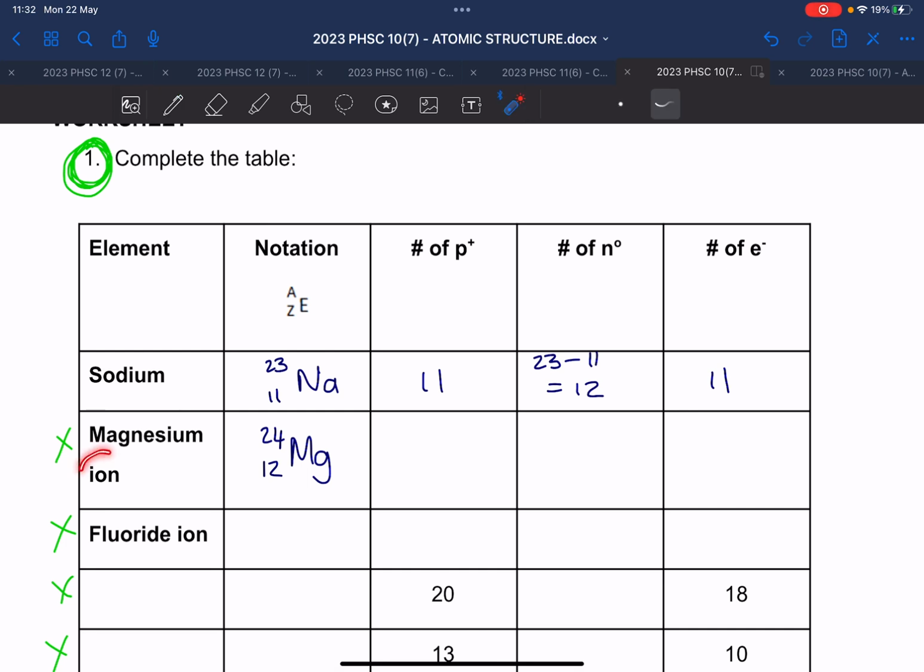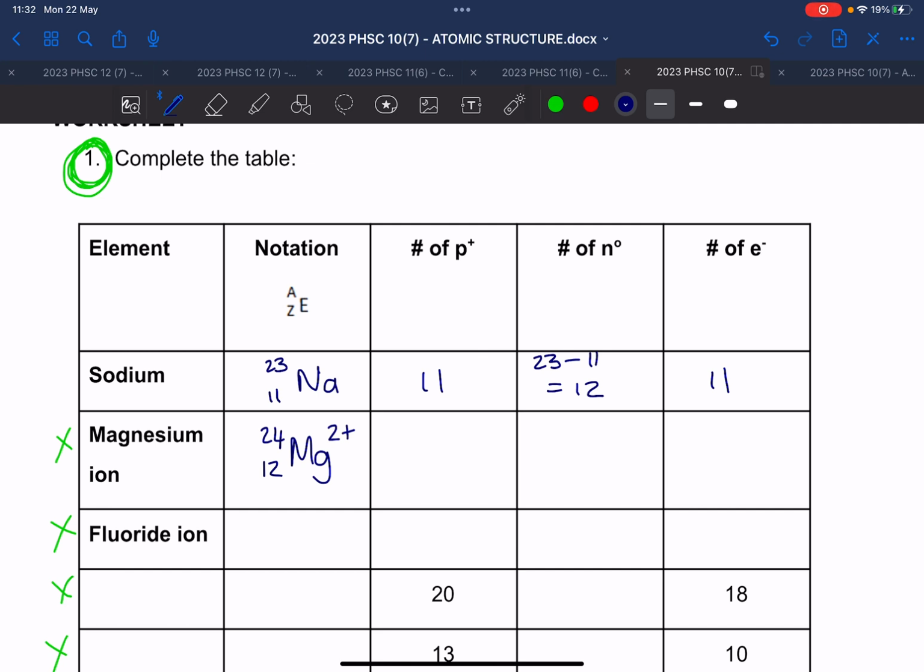They say magnesium ion. Right? Magnesium ion, will it lose or gain electrons? Lose. And how many will it lose? 2. So does it become 2 plus or 2 minus? 2 plus. So our notation is not finished. It's going to be magnesium 2 plus.